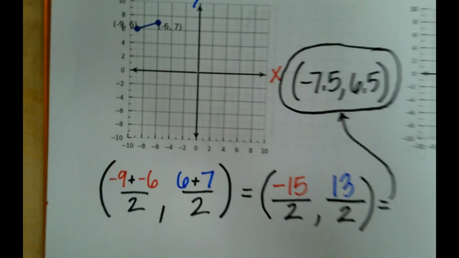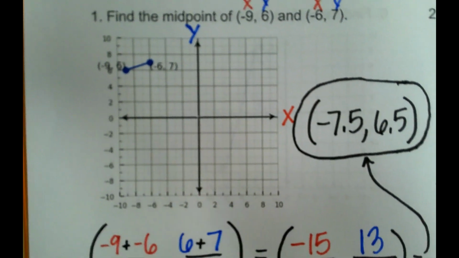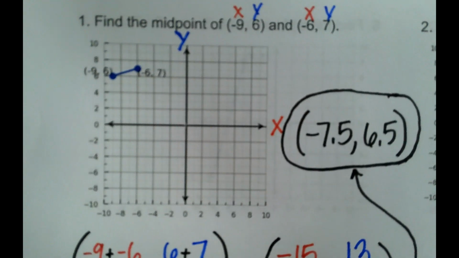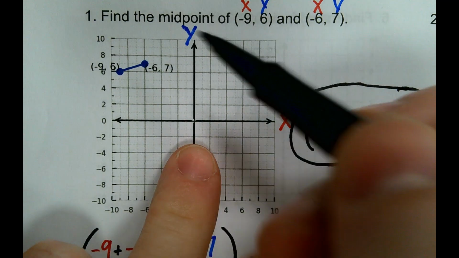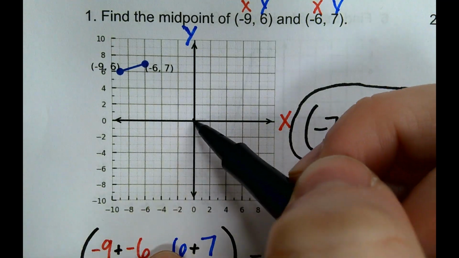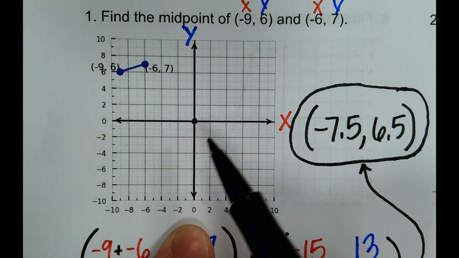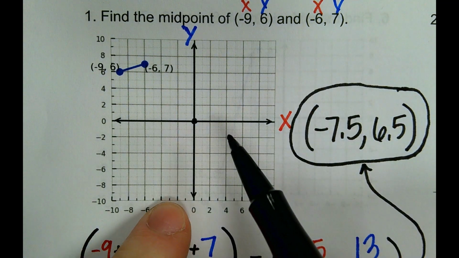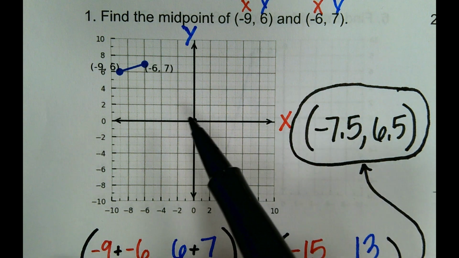So these are really little. We're going to zoom in. So I need to find -7.5, 6.5 on the graph. So I'm going to start from 0 in the middle. And am I going to go to the left or the right for my x value?